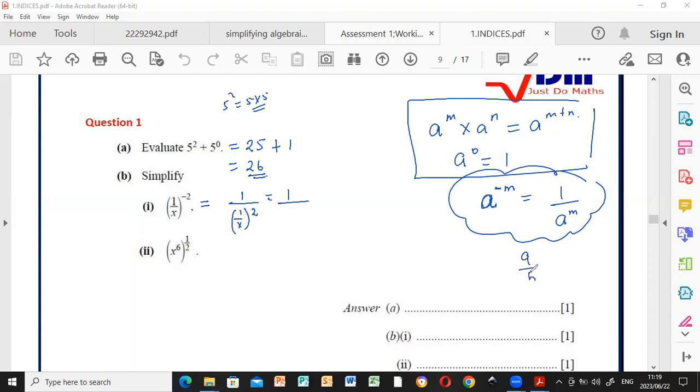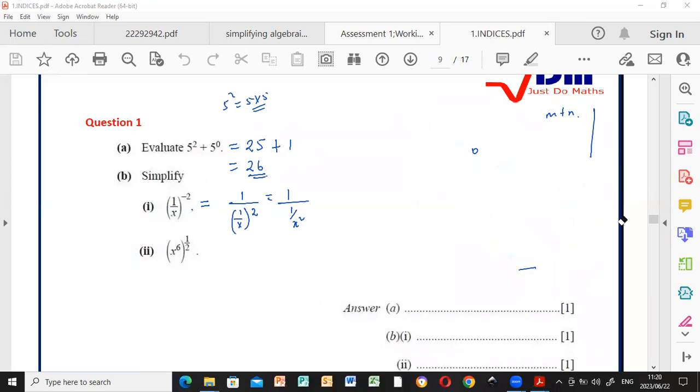Remember, if I say a over b in brackets to the power of m, this is the same as raising each number to that power. So this is the same as a to the power of m over b to the power of m. So here 1 to the power of 2, we get 1. And then x to the power of 2, we get x squared. So I understand that it's quite confusing. If you try to read this, it's read as 1 over x squared. But practically, this is simple.